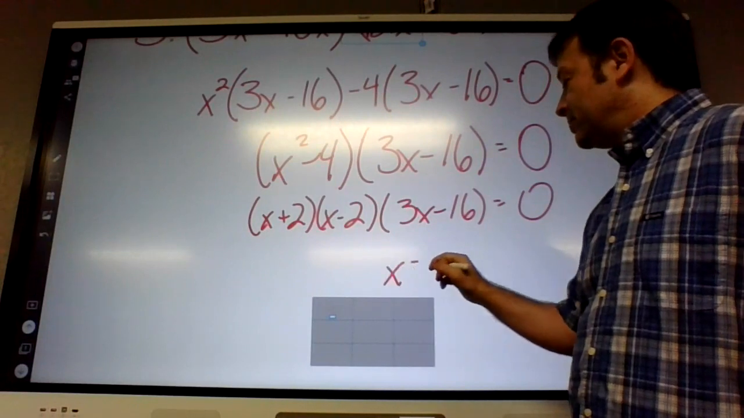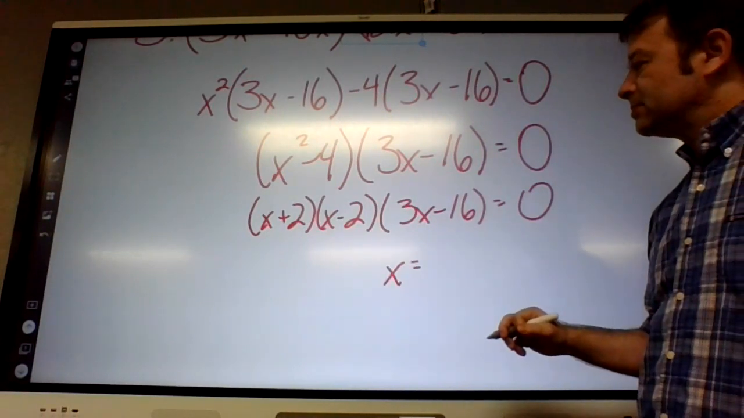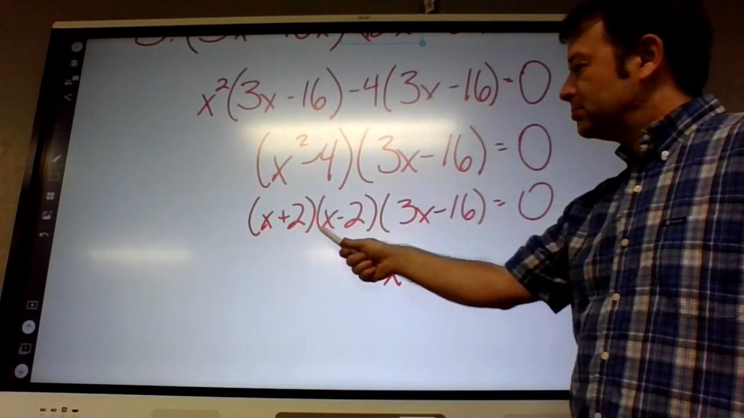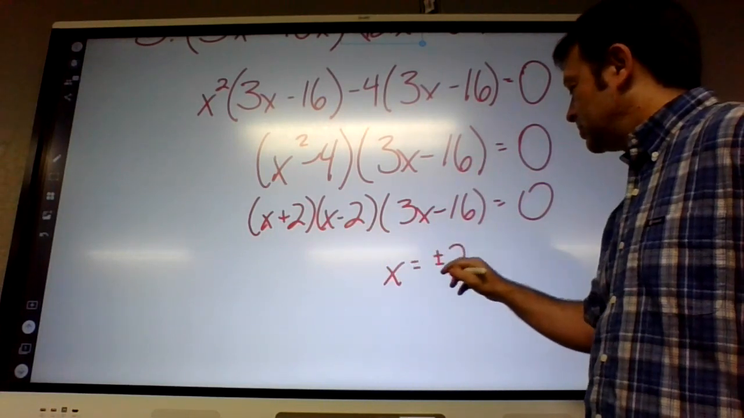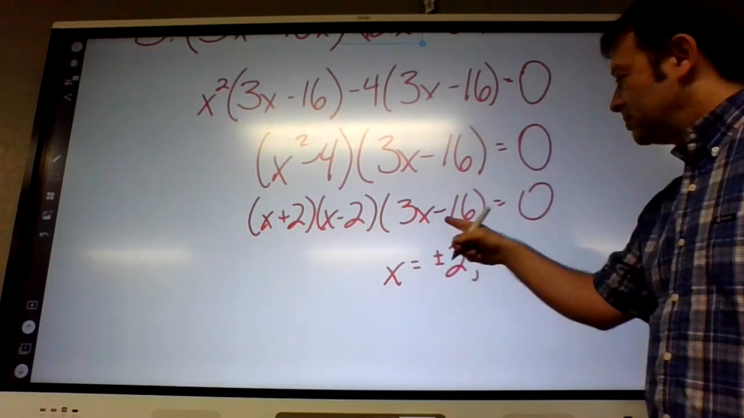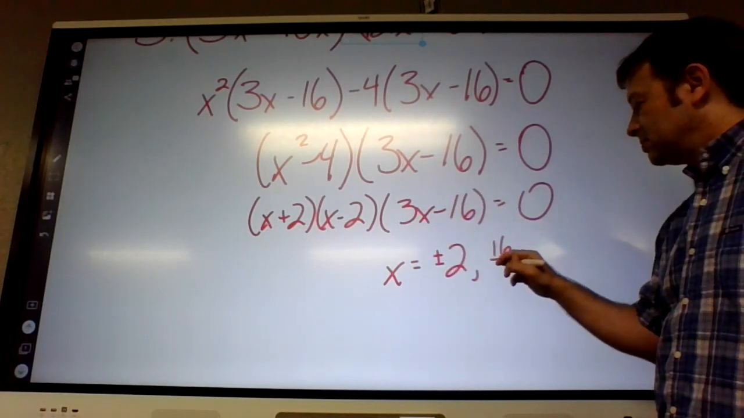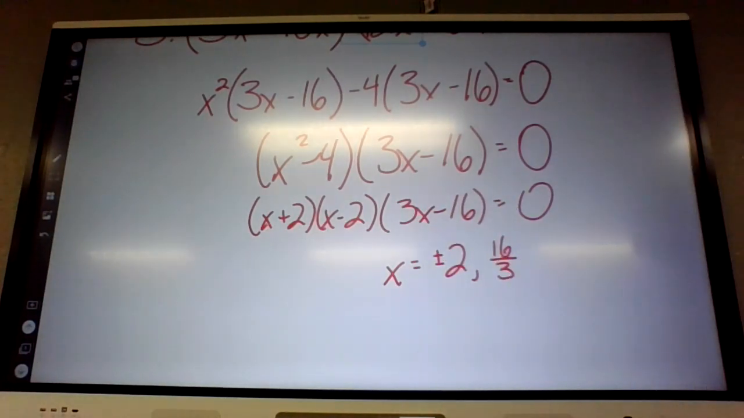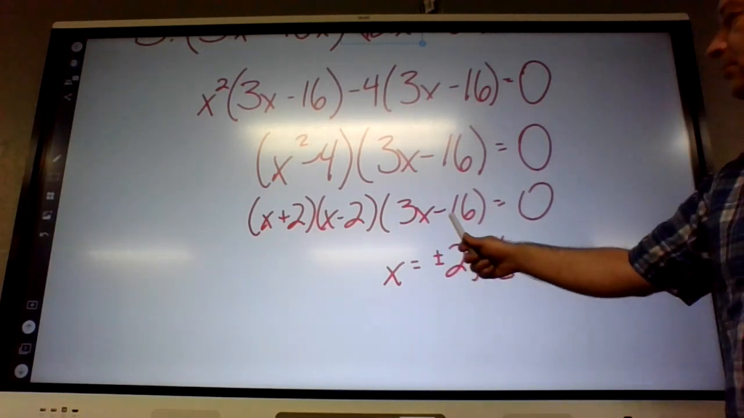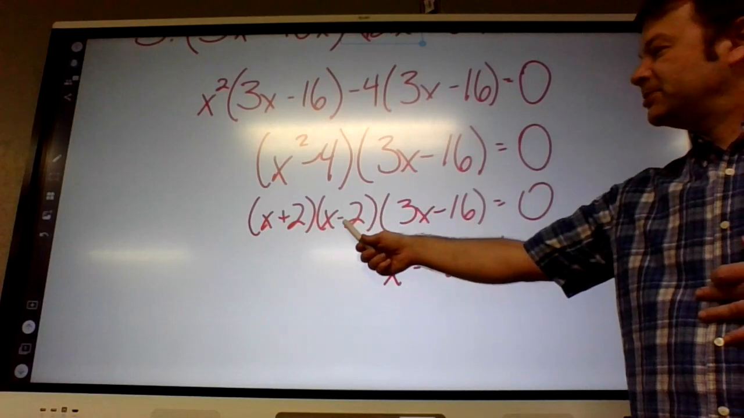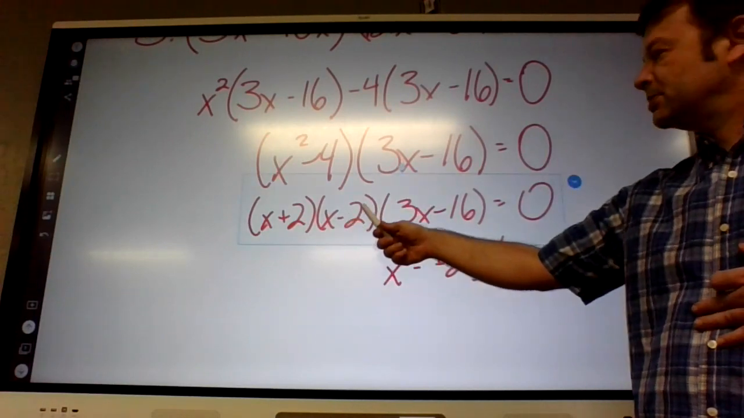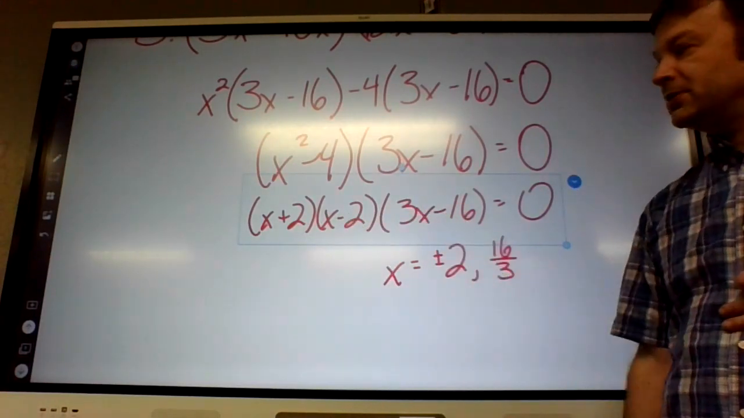Alright, so x equals plus or minus 2, plus or minus 2, 16 over 3, positive 16 thirds. Wouldn't it be negative 16 thirds? Just like this is positive 2, right? So this is positive 16 thirds. Right, switch.